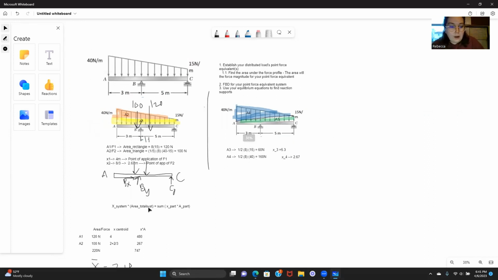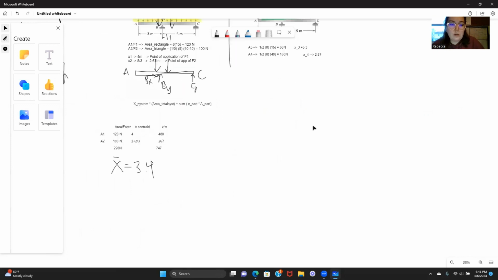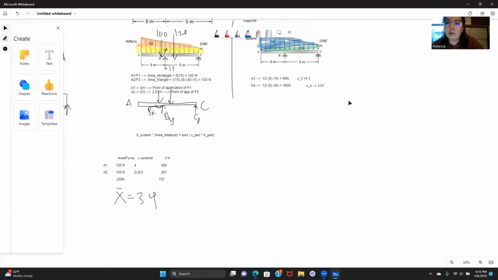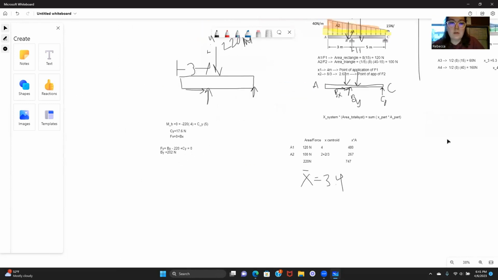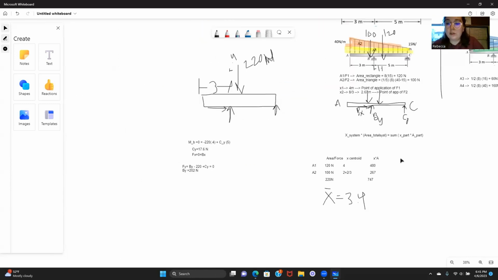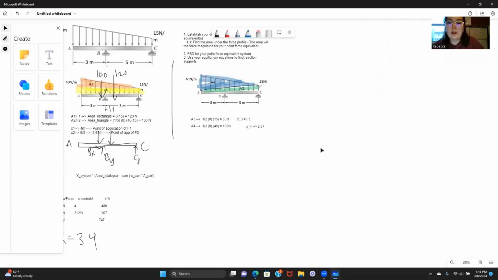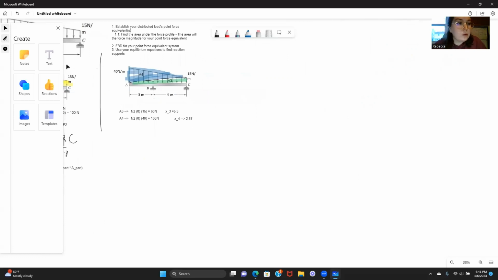We could then take these values and go back into this table and do this equation to find one single point force equivalent of the whole system. Some of your homework questions require that, and then you would just follow this same process. The other option would be just analyzing the system like this. So let's redraw our system with what we know now.